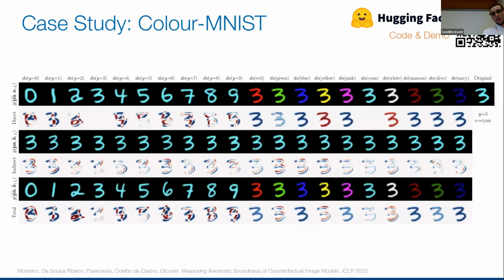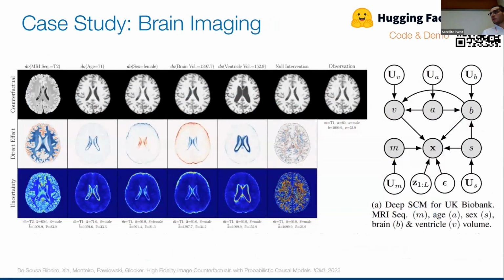This is a similar example using digits with color. And this is the more interesting example using brains. So we have an observed brain on the top right-hand side and some assumed causal graph, which is the result of an intervention. So we have the counterfactual, whether we intervene on the MRI sequencing, the age, or we perform no interventions at all. We can also look at the direct effect maps, so what's changed as a result of our intervention, and per pixel uncertainties as well.